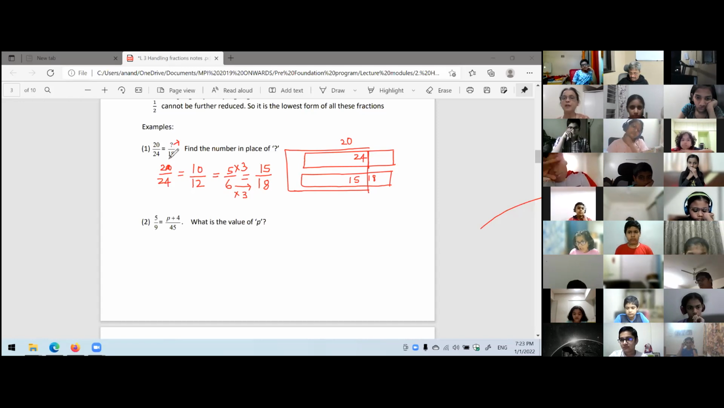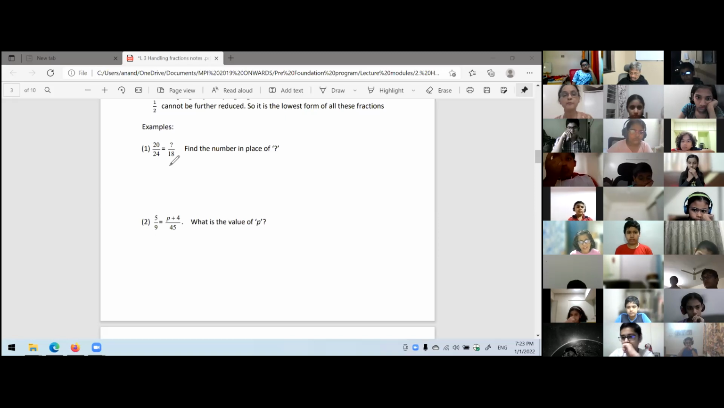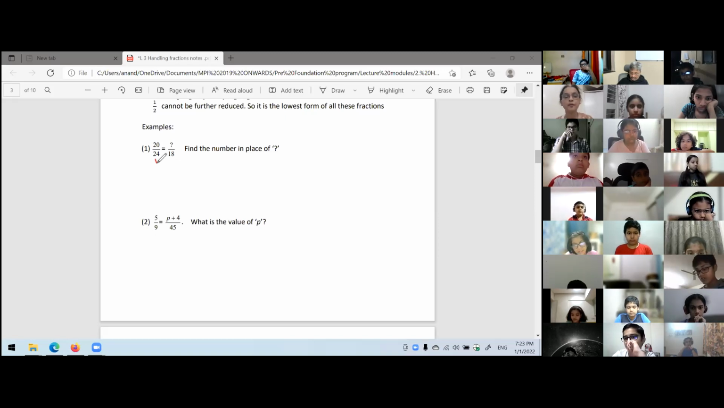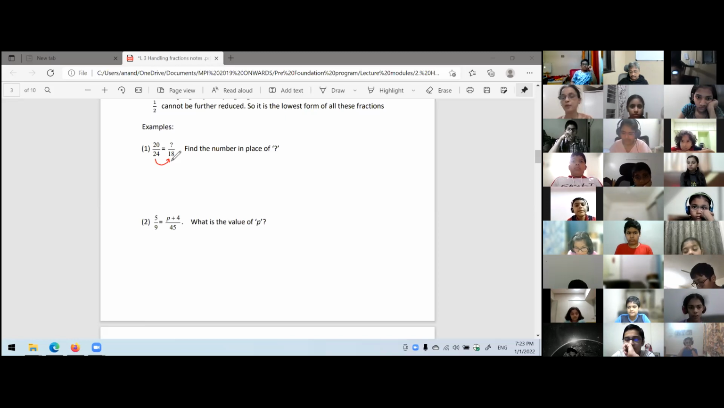There is one very, very clever observation. Those who have a very clever observation: if you look at 24 and 18, is 18 3/4 of 24? Half of 24 is 12. What is 3/4 of 24? 18. So if the denominator is 3/4 of 24, my numerator should be 3/4 of 20. 15. Ta-da! Answer in 10 seconds.